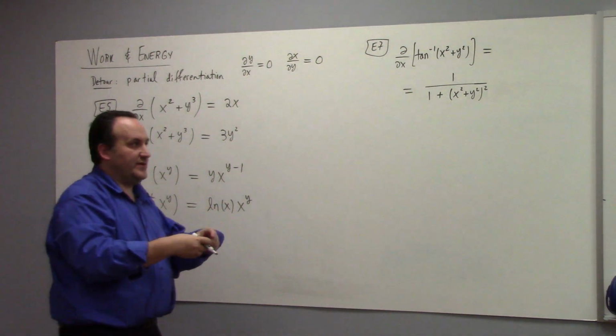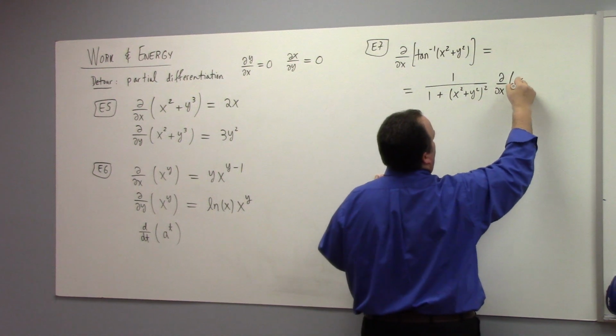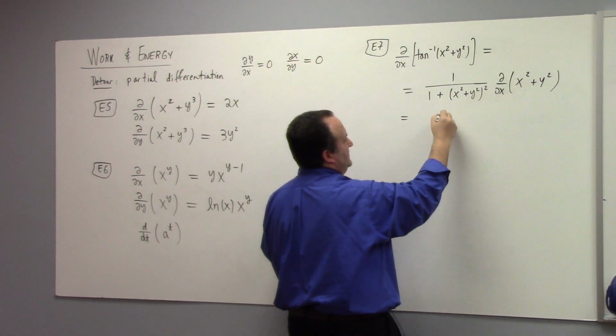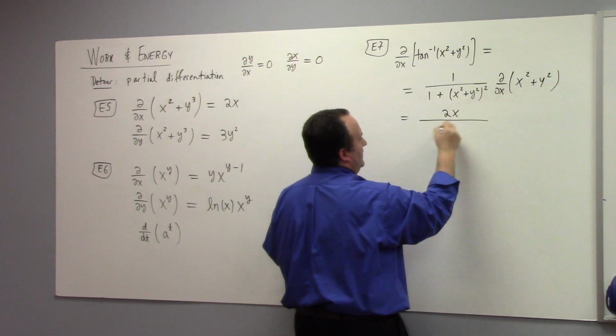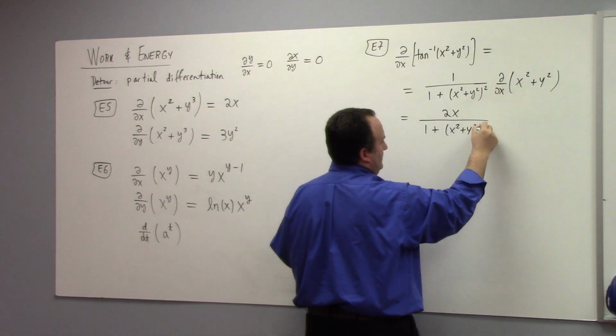Anyway, so 1 over 1 plus the variable squared, right? Times the derivative of the inside function, which is what? That, right? So what does this simplify to? This simplifies to, yes, indeed, 2x over 1 plus quantity x squared plus y squared squared. All right, so we got that one.